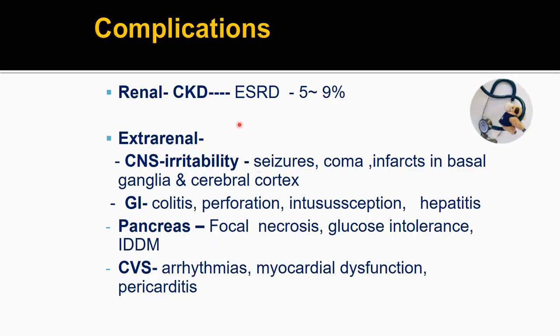Now the complications. The renal complications can be CKD with end-stage renal disease in 5 to 9% of cases. Extrarenal complications in the central nervous system can be irritability, seizure, coma, infarcts in the basal ganglia and cerebral cortex. Gastrointestinal complications can be colitis, perforation, intussusception, hepatitis. In the pancreas, there can be focal necrosis, glucose intolerance, ultimately leading to insulin-dependent diabetes mellitus. In the cardiovascular system, there can be arrhythmias, myocardial dysfunction, pericarditis.